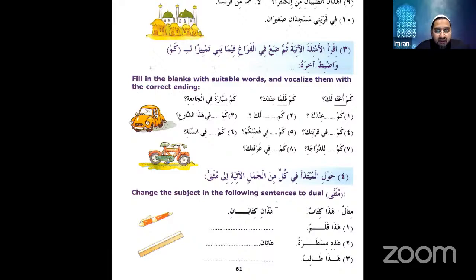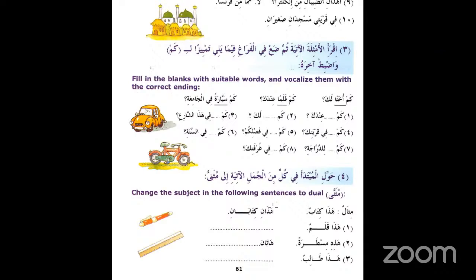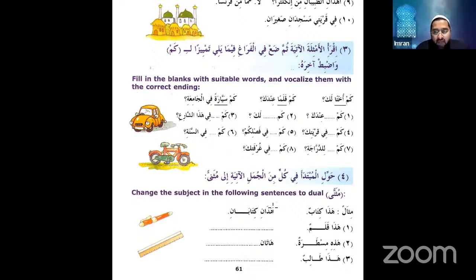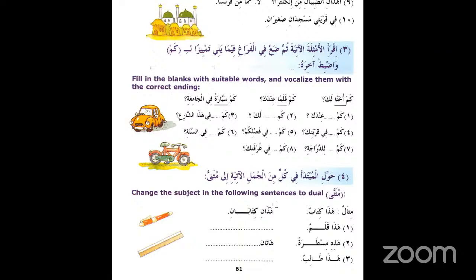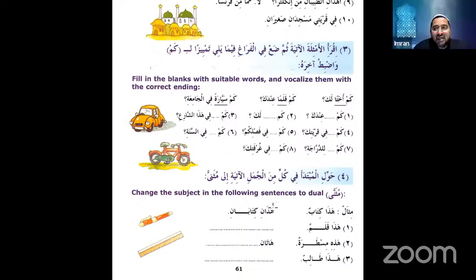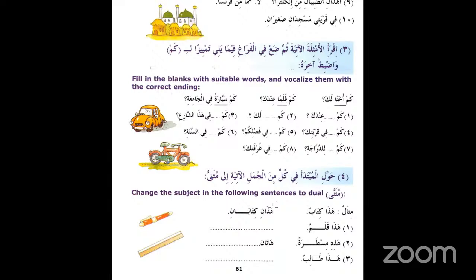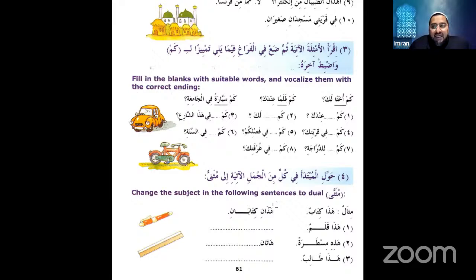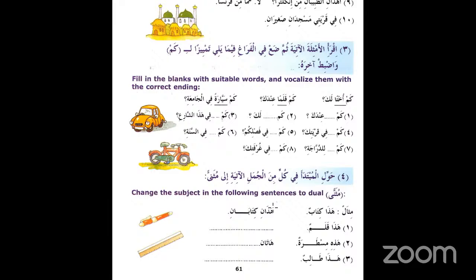Sister Munira, can you come on the mic? Jazakallah, sister. That was really good. Yes, Sheikh. 7, 8, and then the next exercise as well. Go ahead. 7. How many for the bicycle? Kam 'ajlatan lil-darrajati. Ahsanti. How many wheels are for the bicycle? Excellent.